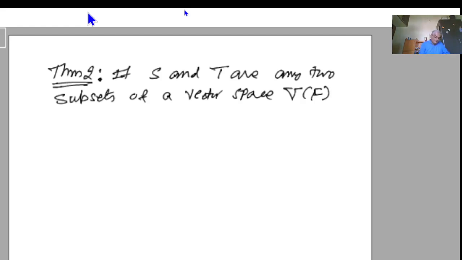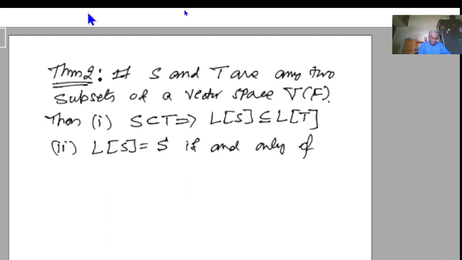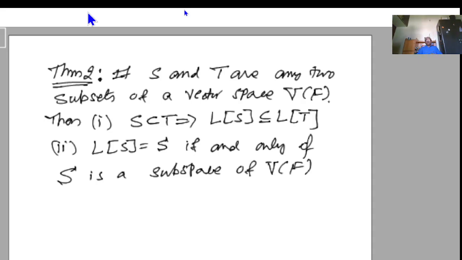Number 1: S is a subset of T implies L of S is a subset of L of T. And second one: L of S is equal to S if and only if S is a subspace of V over F.